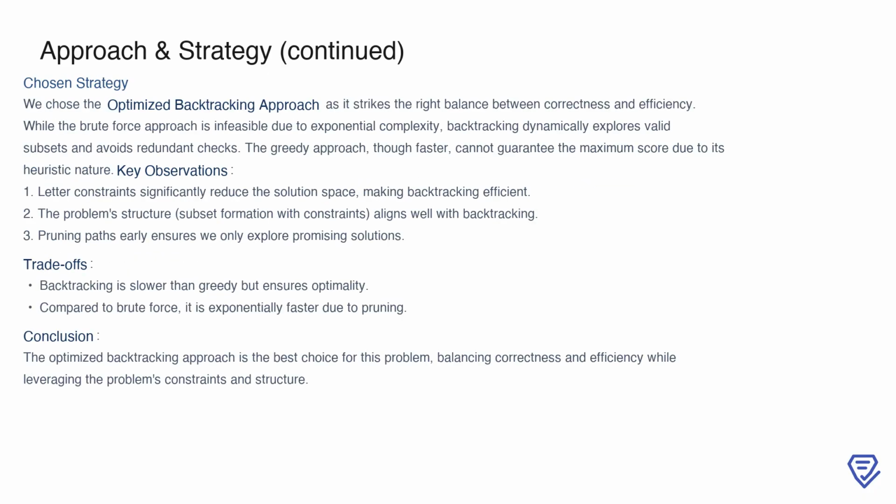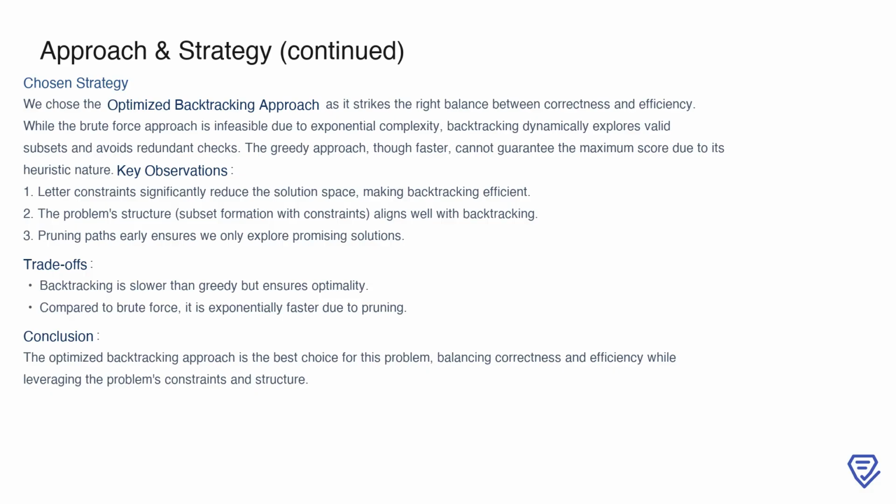After evaluating the options, the optimized backtracking approach emerges as the most suitable strategy for this problem. Brute force, though correct, is computationally infeasible due to its exponential complexity. On the other hand, the greedy approach, while faster, fails to guarantee an optimal solution because it relies on heuristics that overlook critical constraints. Backtracking strikes the perfect balance between correctness and efficiency. By dynamically exploring valid subsets and pruning paths early, it leverages the problem's structure to significantly reduce the solution space.